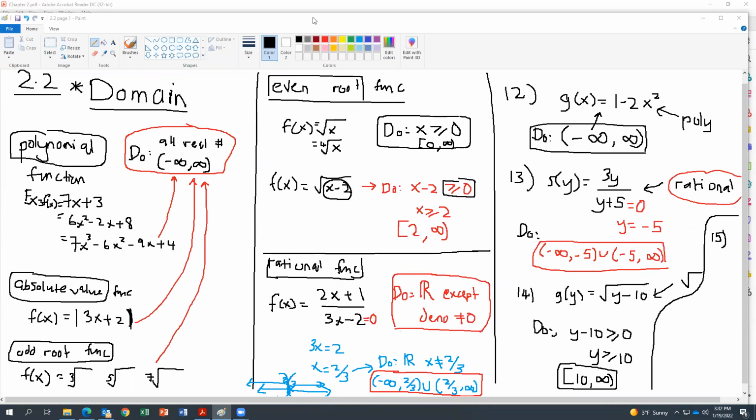The infinity symbol means that it goes to infinity. So it starts from 10. If you draw the picture, it will start at 10 and it goes to infinity. So that's why the infinity symbol is used in this case.